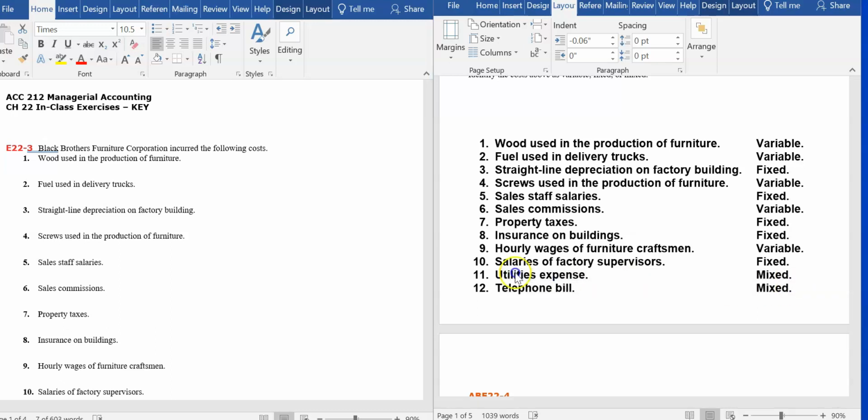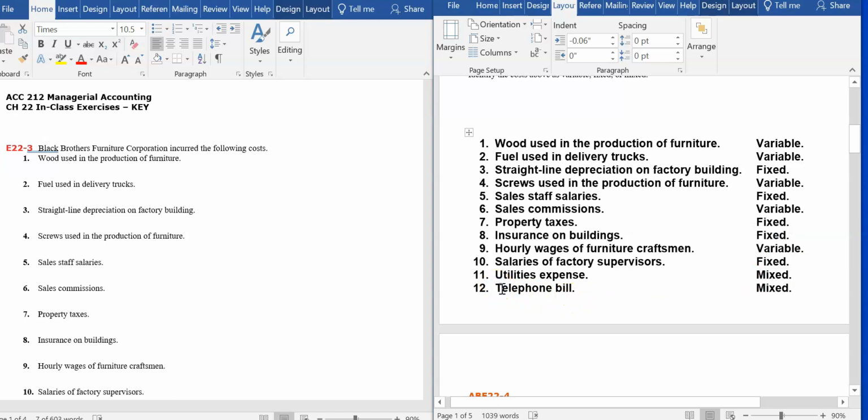Utilities expense. Utilities expense consists of two parts. The bill consists of a connection fee as well as the usage fee. The connection fee is fixed. Regardless of the amount of utilities used, the connection fee stays the same month to month. However, the more usage of utilities, electricity, water, etc., the more the bill goes up. So utilities expense is a mixed expense.